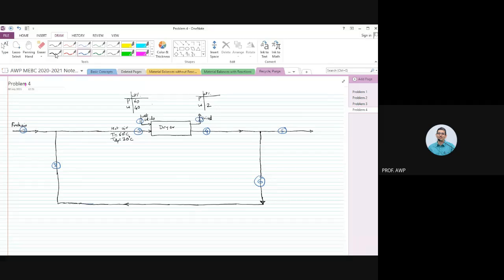let's say fresh air is at a temperature of 20 degrees centigrade and wet bulb temperature of 10 degrees centigrade. So imagine that stream number 7 is at 20 degrees centigrade, wet bulb temperature of 10 degrees centigrade. The stream number 6 or 8, whichever is coming from the outlet of the dryer, is going to be cooler than 60 degrees centigrade. So the temperature of this stream is going to be less than 60 degrees centigrade, right? Temperature of this stream number 8 is going to be less than 60 degrees centigrade.